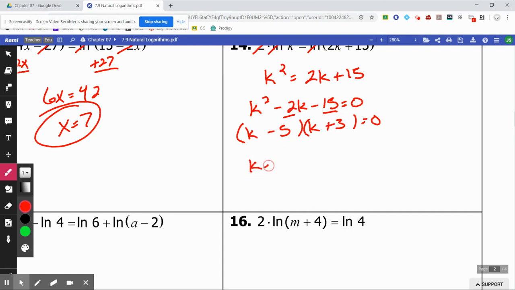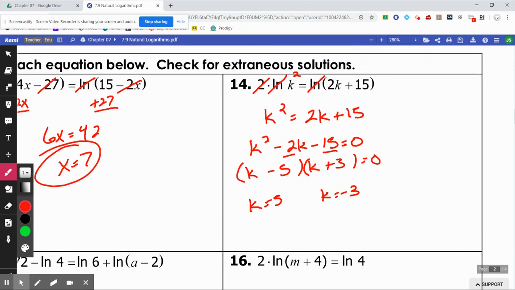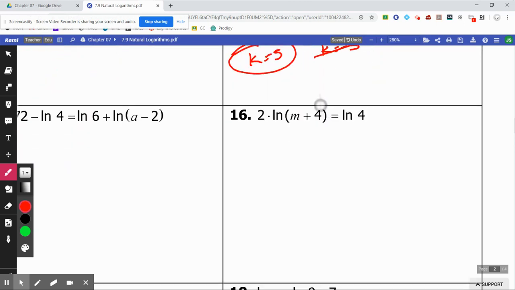Now we are going to definitely have to check these answers just to make sure both are legit. When you go back up here and you plug in, you can't take the natural log of a negative, so we throw out -3. When you put in the 5, gives you 2 times natural log of 5 equals the natural log of 25, and that is going to check out.